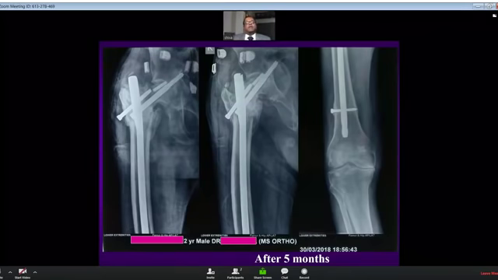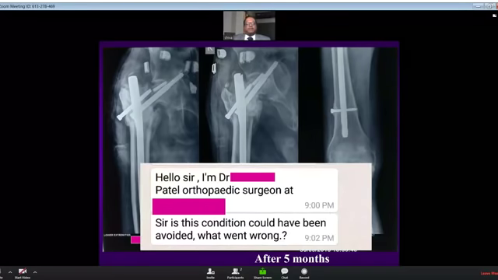This is an X-ray made by one of my friends, Dr. Patel. This is the X-ray at the end of 5 months. He asked me a simple question. Sir, could this condition have been avoided? What went wrong? I do keep getting such X-rays on and off on my personal WhatsApp.